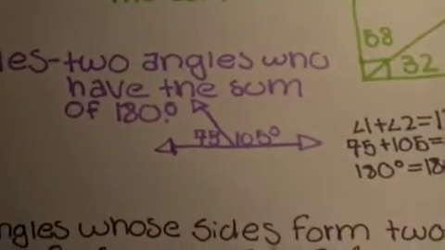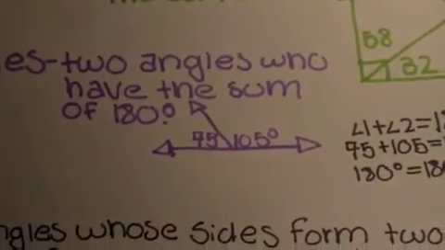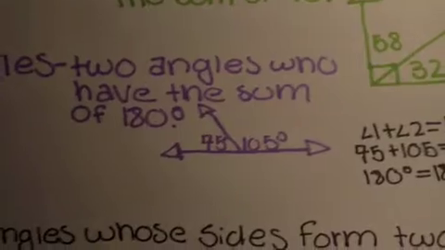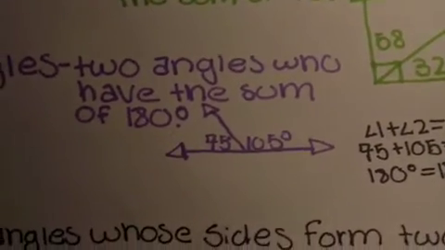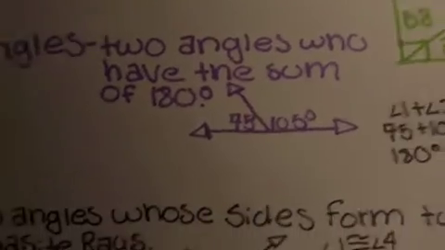Next is supplementary angles, which is two angles that have the sum of 180 degrees. The example in purple shows that 75 plus 105 equals 180 degrees, which is an obtuse angle.